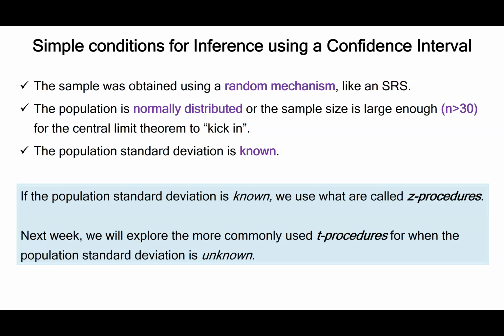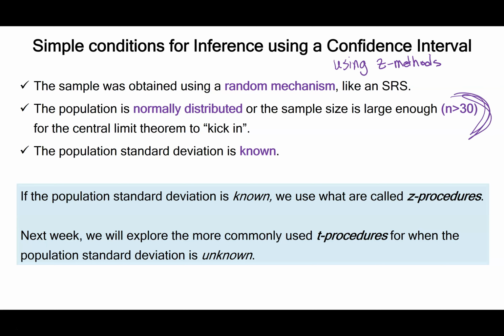So conditions for using a confidence interval. Specifically, this one is for using Z methods or Z procedures. Okay, so this wording is a little funky. The sample is obtained using a random mechanism. What this means is it's a random sample. So did I take a simple random sample? Did I take a stratified random sample? Systematic random sample? Then we're happy.